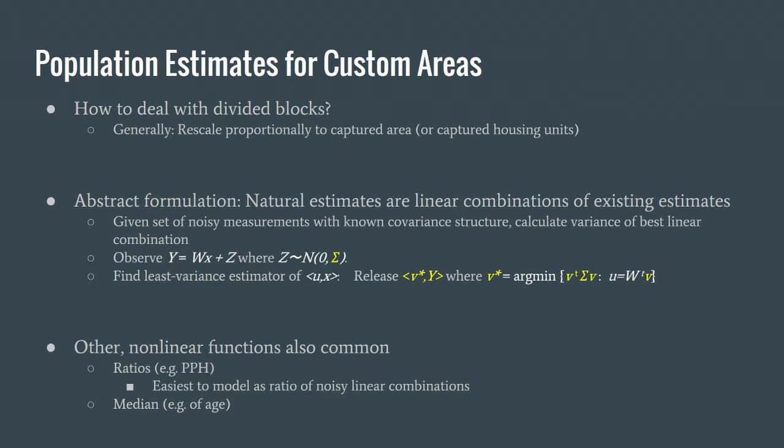That's actually done in a relatively straightforward way, we're told. Generally, the population for a divided unit is rescaled proportionally to the captured area, or possibly the fraction of housing units that were captured. And so in terms of just formulating a mathematical problem, this is a relatively straightforward thing to think about. We're given, at least if you're working directly with the noisy measurement file.